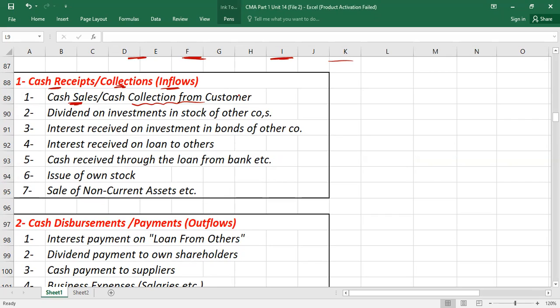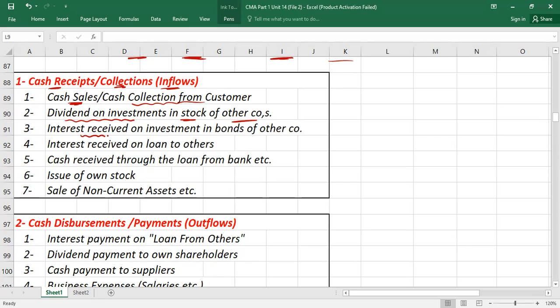Maybe the customer will pay us after 20 days or 30 days. So that cash collection from the customer is also your inflow. Then we have a dividend on investment in stocks of other companies. So this is also your inflow. For example, as a company, if you have surplus cash flows, you may invest in the stocks of other companies, right? If you invest, obviously other companies may pay you some amount of dividend as a return. So that amount of dividend which you are receiving on your investment in stock of other companies is going to be your cash collection or cash receipts.